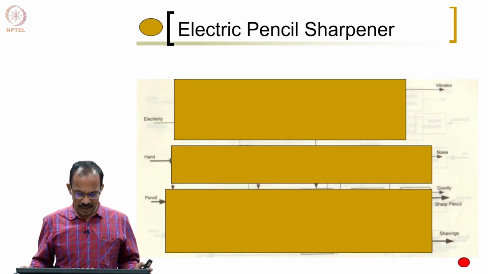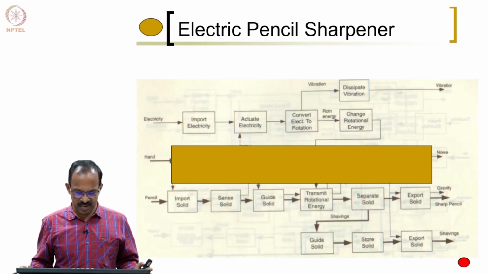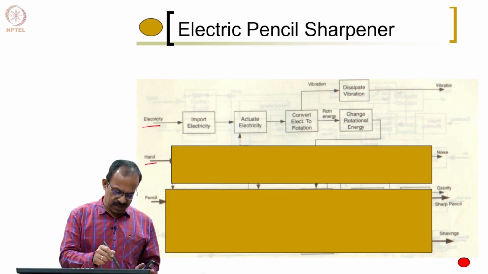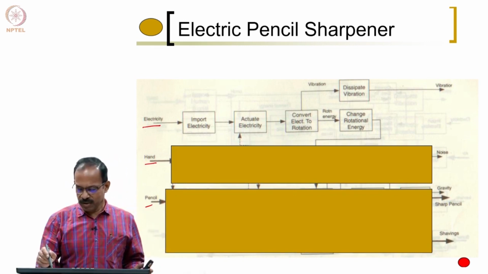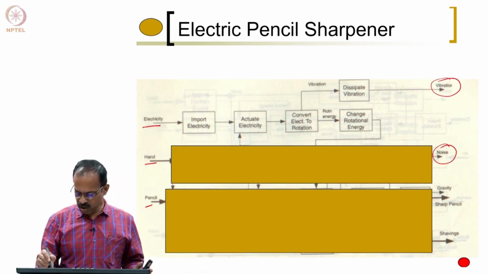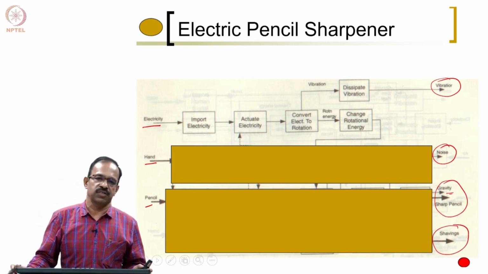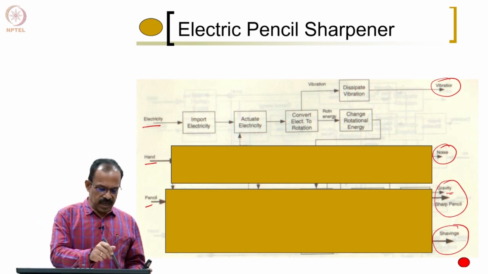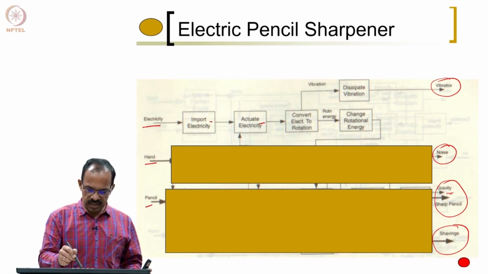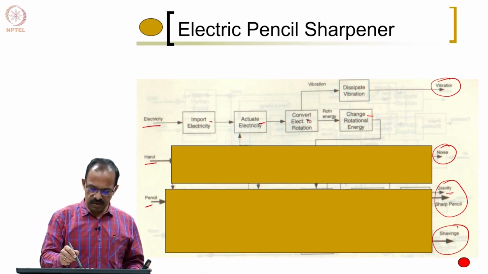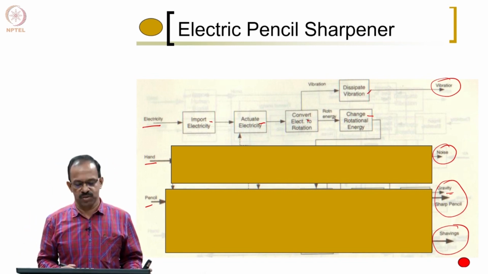So the last example for today is the electric pencil sharpener. As you can see here, electricity is going inside, the hand is there and the pencil is there, and you get vibration as an output, noise as an output, the sharp pencil as an output, and some gravity forces, and the shavings of the pencil will come as an output. Now, what is happening to the electricity? Import electricity, actuate electricity, convert to rotation and change rotation energy, because you can change the direction of rotation if needed. And since vibration is generated, you have dissipate vibration also.